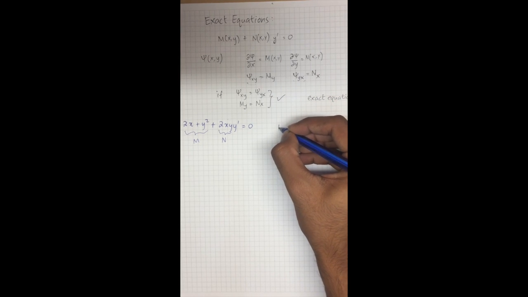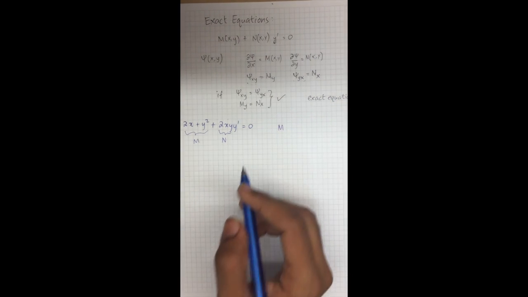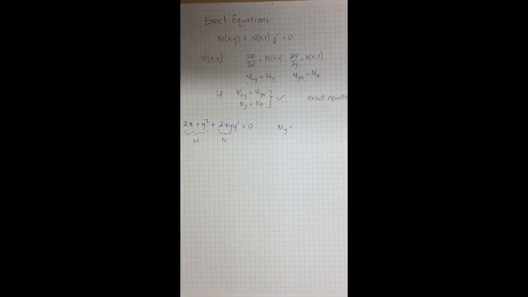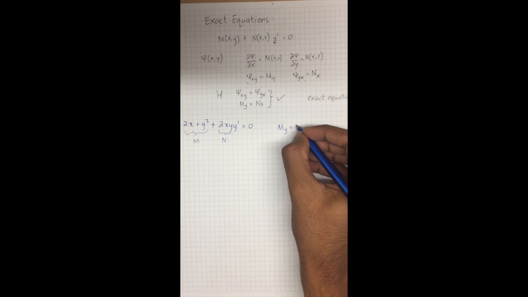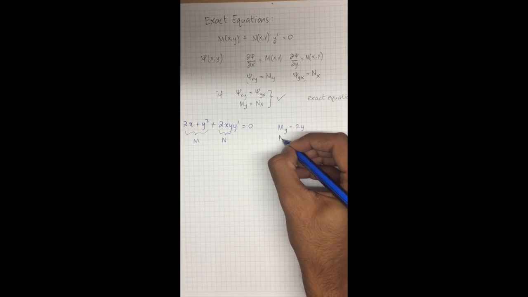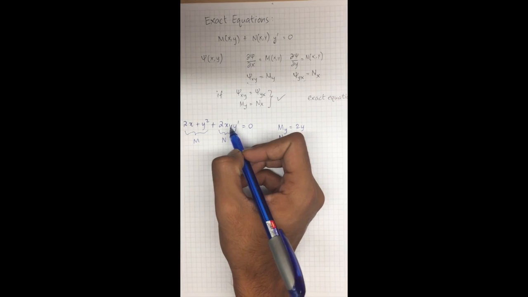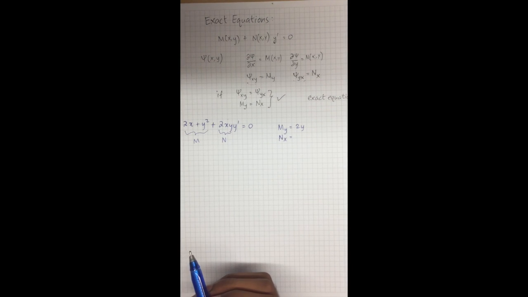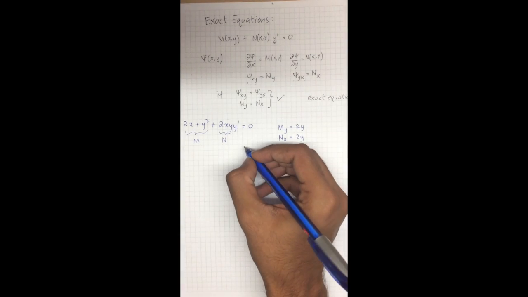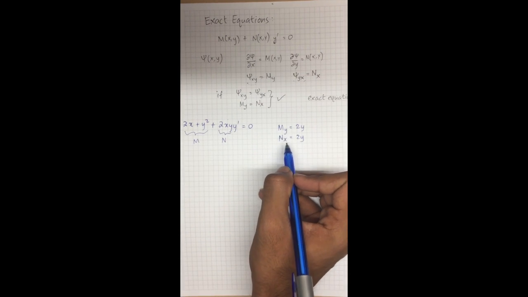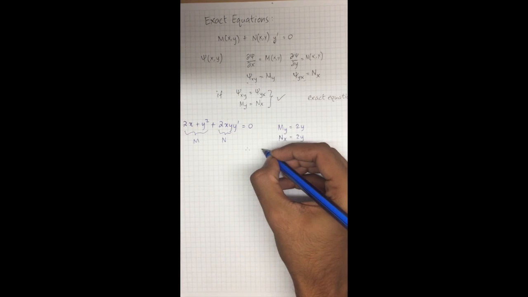So what we do is we take M and partially differentiate it with respect to y. When you do that, our 2x term just drops off, so we would have M_y as just the derivative of y squared, which is 2y. Similarly, if I'm doing N_x, my x term would be differentiated and the remaining 2y just stays, so it will be 2y. Since M_y is equal to N_x, this is an exact equation.